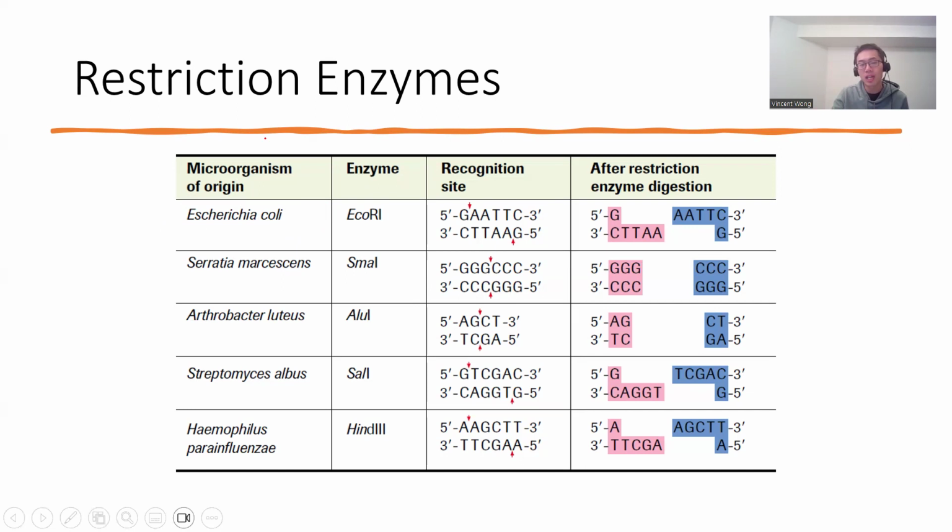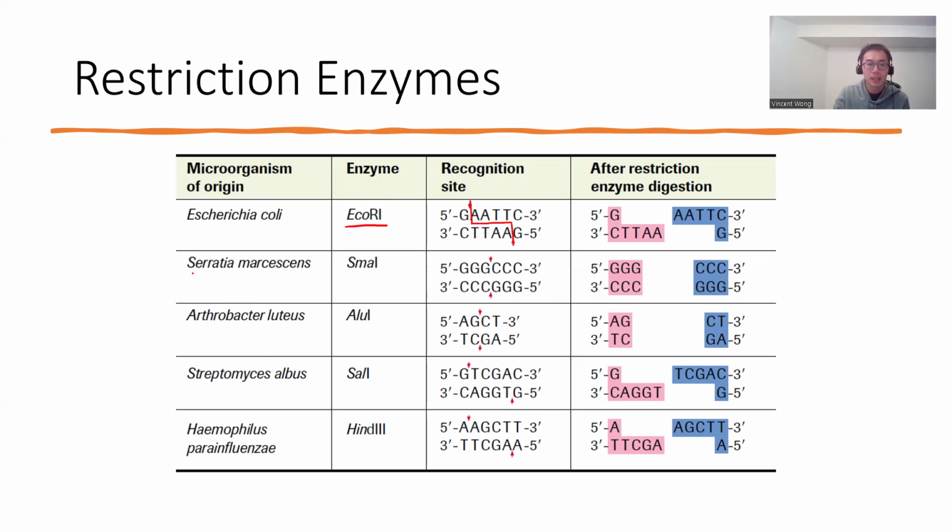When you extract the restriction enzyme from E. coli, the enzyme here is called EcoR1. EcoR1. And it recognizes this particular palindromic sequence, GAATTC. And the arrow tells you how it is going to be cut. It's going to cut like this. There we go.